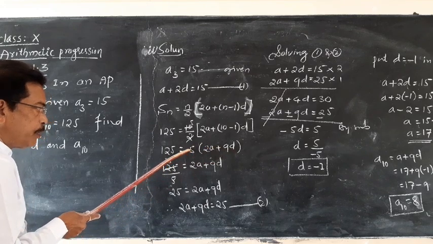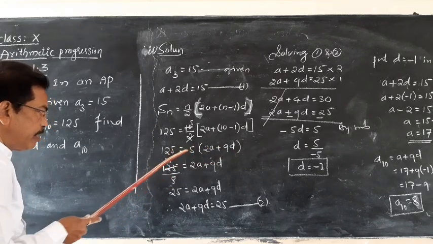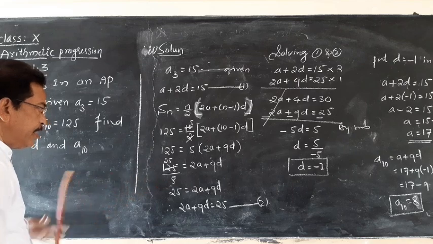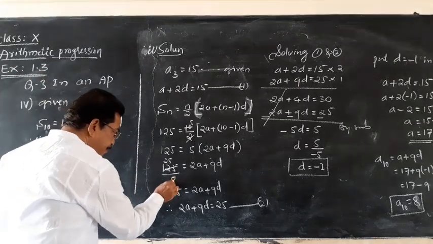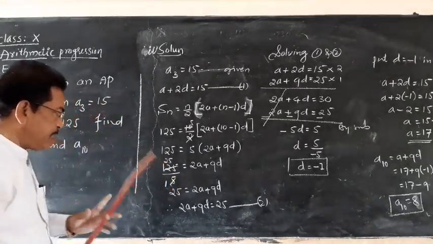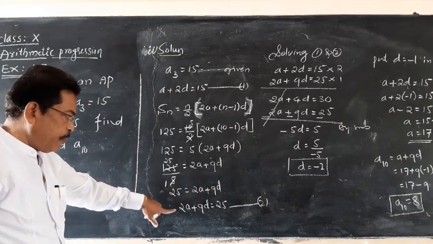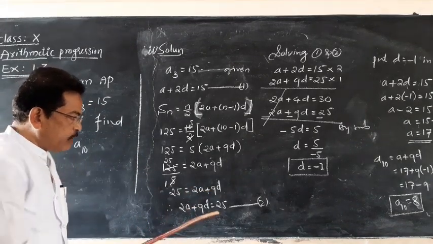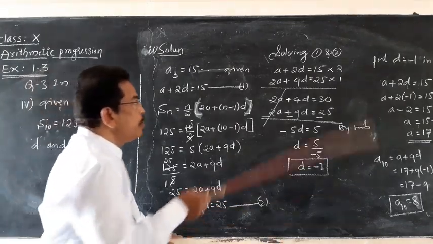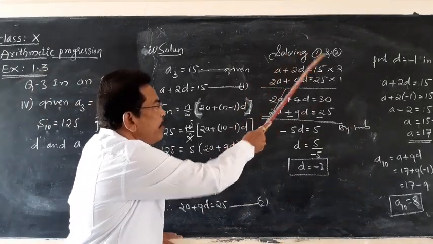So while we transpose it, it divides. So 125 divided by 5, that is 25, equals 2a plus 9d. Therefore 2a plus 9d equals 25. Equation number 2. Then solving 1 and 2.